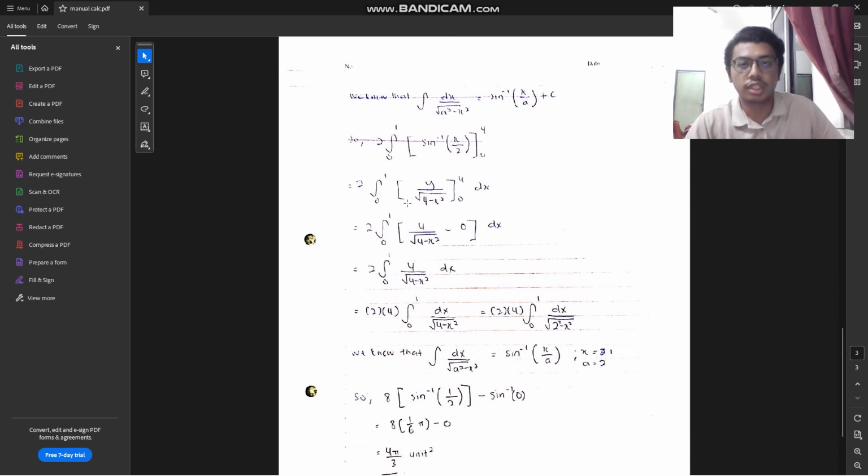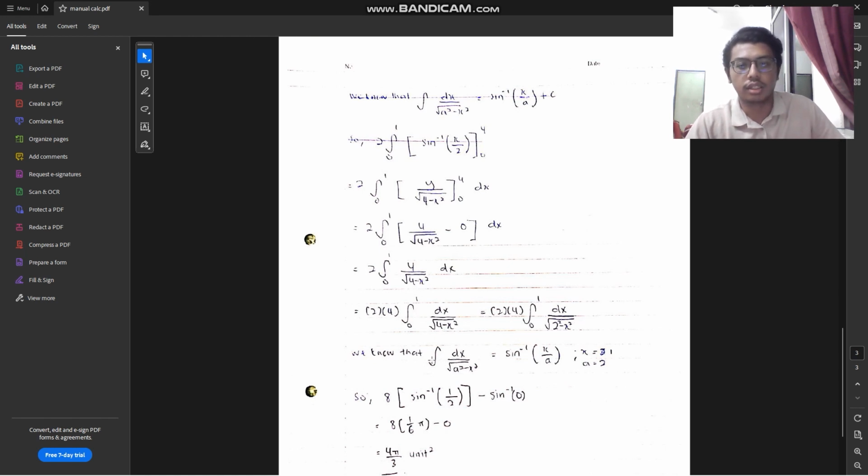We solve the integral, we get y over square root of 4 minus x squared from 0 until 4 dx. We substitute y equals 4 and y equals 0, we get 4 over square root of 4 minus x squared minus 0 dx. So we got this equation here. We're going to bring 4 to the outside, so 2 times 4 is 8. Integral from 0 until 1 dx over square root of 4 minus x squared.